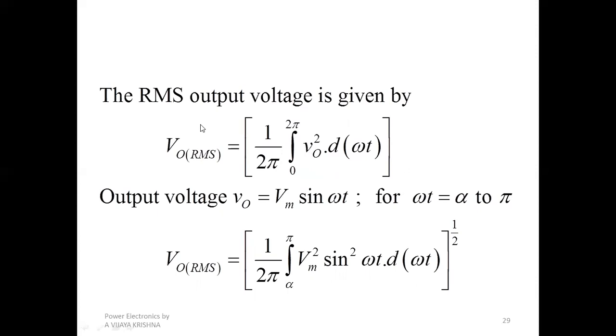Here, the output voltage V naught is V naught equals Vm sin omega t, considered during the interval alpha to pi. Therefore, V naught equals Vm sin omega t for omega t equal to alpha to pi. When you substitute this, the interval is alpha to pi instead of 0 to pi, and V naught squared is Vm square sin square omega t, under root.